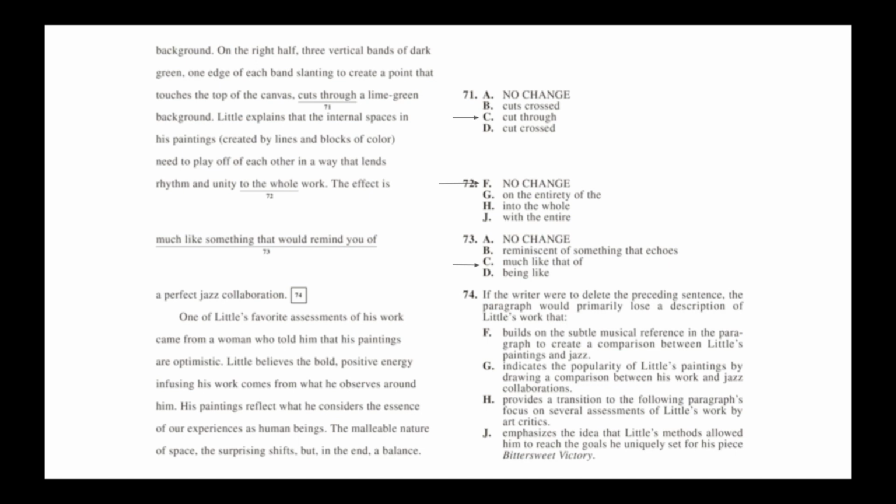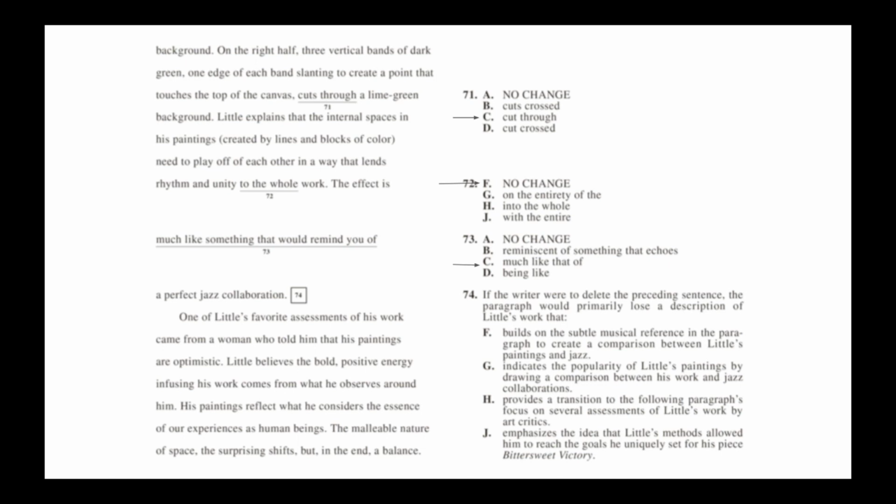74 deals with, if the writer were to delete the preceding sentence, the paragraph would primarily lose a depiction of Little's work that. So let's go back to the last sentence that the question was referring to. The effect is much like that of a perfect jazz collaboration. What would happen if that sentence were to be deleted? What would we lose of the passage as a whole? Would we lose the subtle musical reference? Would we lose the fact of the popularity of Little's paintings? What would be most lost?